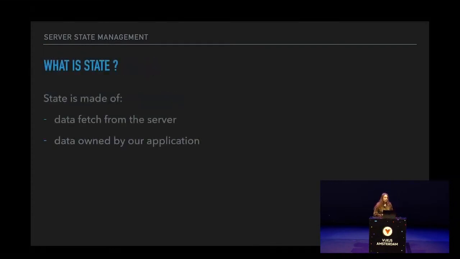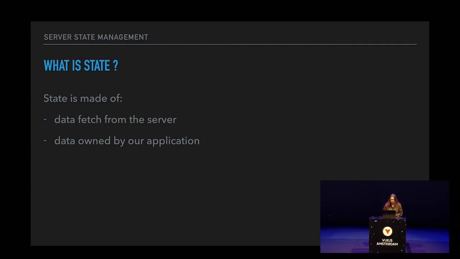And to define server state, let's start by defining what state is and what state is made of. The state in an application is made from data. First, data that we fetch from the server. If we fetch some data from the server, generally speaking, that's the case. And also, it is made of data owned by our application. I'll give you an example, I'm sure it will be clearer. The first one would be server state, and the other one would be client state.